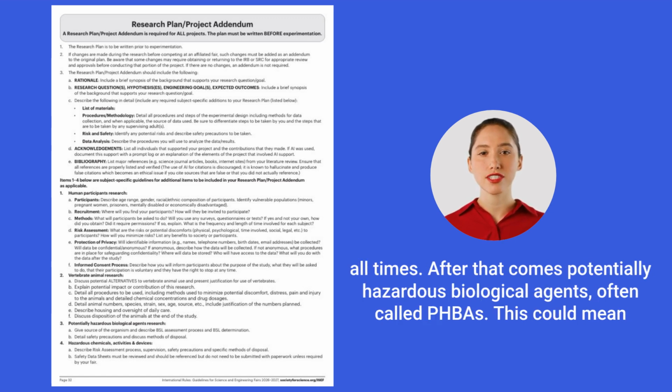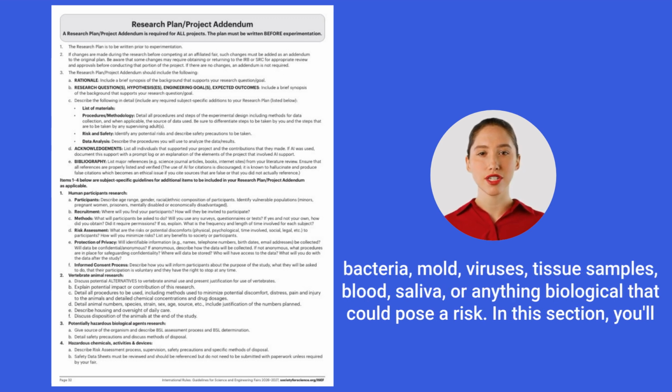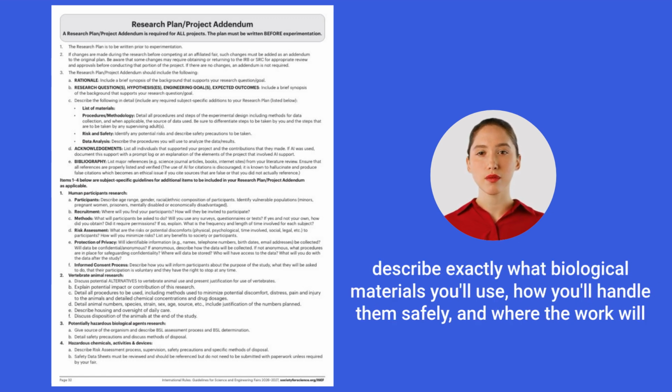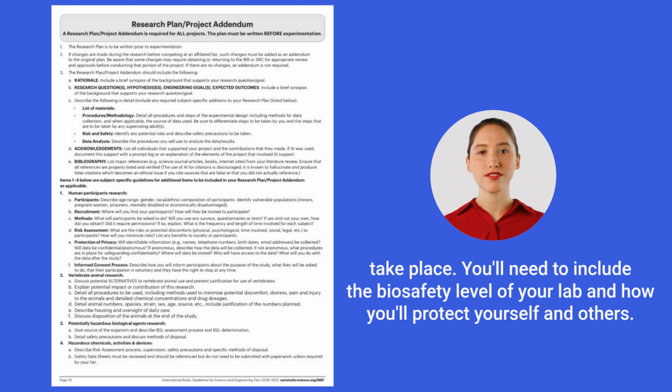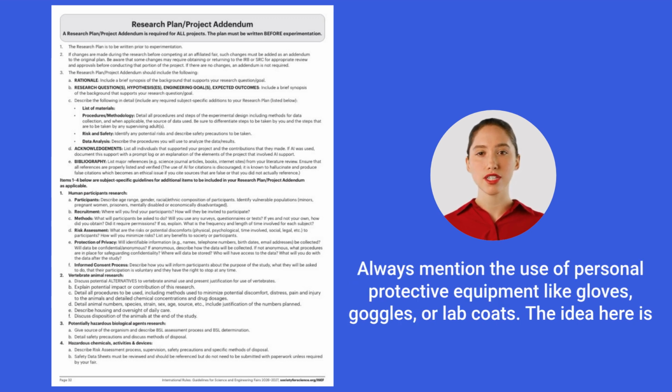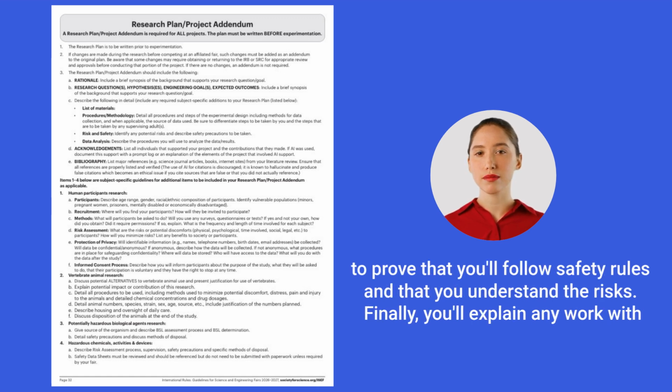After that comes potentially hazardous biological agents, often called PHBAs. This could mean bacteria, mold, viruses, tissue samples, blood, saliva, or anything biological that could pose a risk. In this section, you'll describe exactly what biological materials you'll use, how you'll handle them safely, and where the work will take place. You'll need to include the biosafety level of your lab and how you'll protect yourself and others. Always mention the use of personal protective equipment like gloves, goggles, or lab coats. The idea here is to prove that you'll follow safety rules and that you understand the risks.